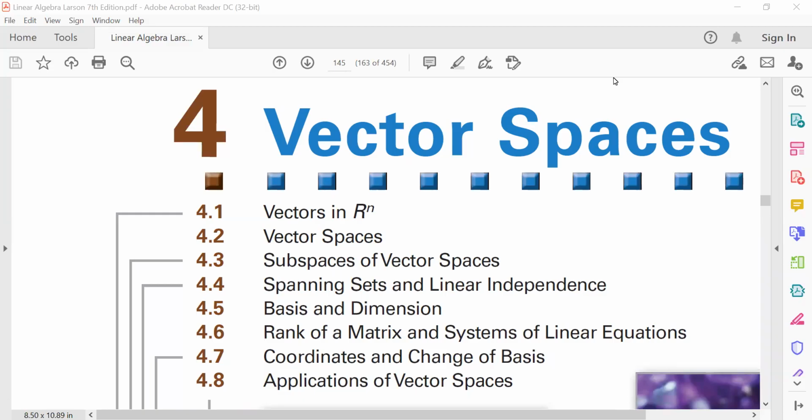Hello, everybody, and welcome to Chapter 4, Vector Spaces. Vector spaces, this is where it really starts getting real, or I should say more abstract, as a mathematician. In other words, what am I trying to say? Vectors, it's a funny thing.